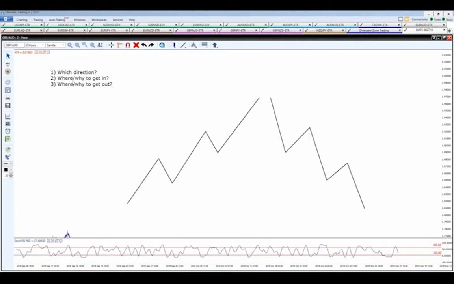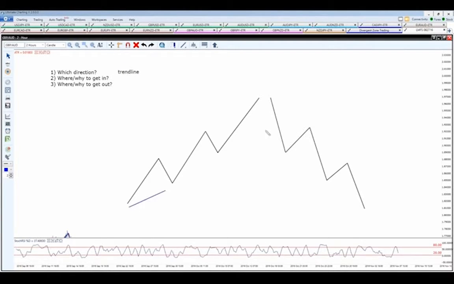So question number one, we need to determine which direction. What we're going to utilize to answer that question, one of the things that can help us is what's called a trend line, just like this. So we'll use a trend line to help us to answer that question number one. Now I'm going to come in here and show you.